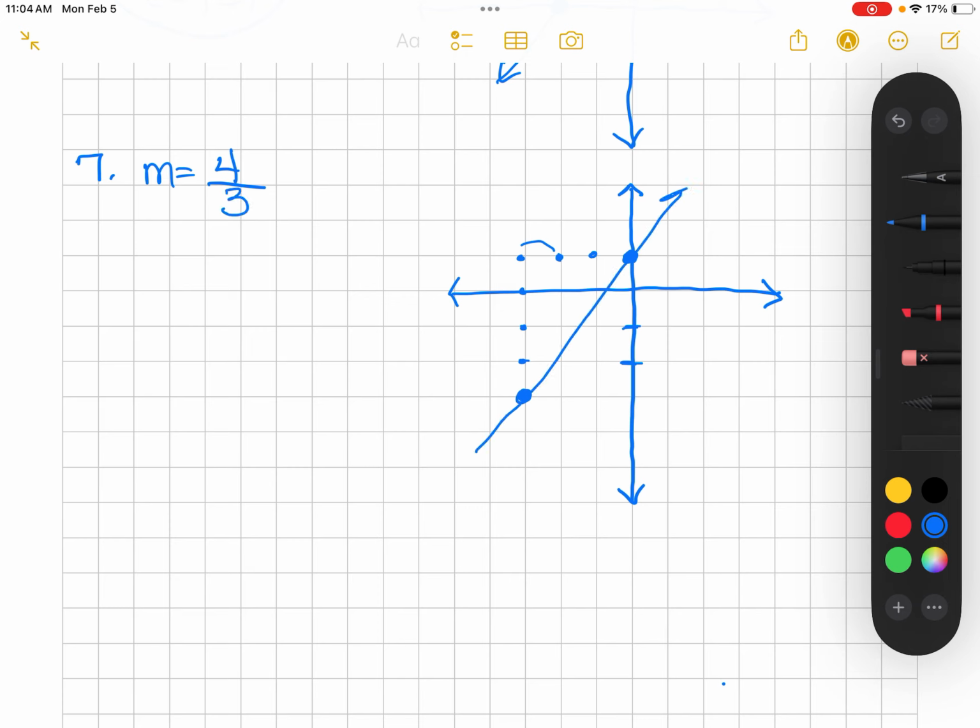It's pointing to the right. So this is positive. And then I need to find my y-intercept. So that is where it crosses the y-axis. So this is the point where it crosses the y-axis. So that is at +1, or I could write 0, 1.